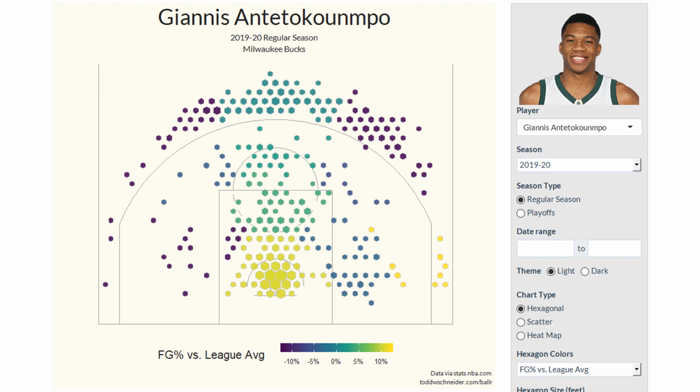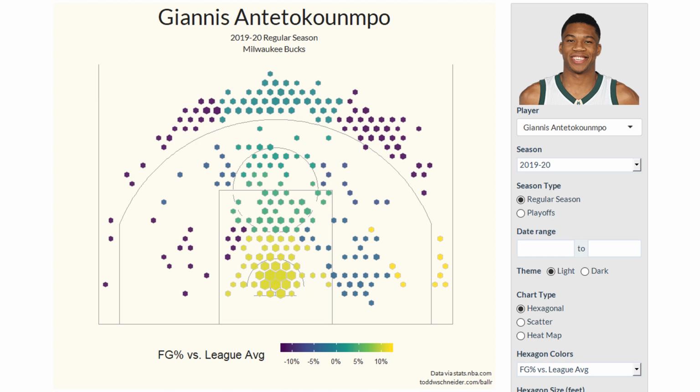Let's get started. What this shot chart for Giannis can tell you is where he has shot the ball, how often he shoots the ball in that location, and how efficient he is at shooting the ball in that location. The larger a hexagon is, the more often he shoots the ball in that location, and the smaller it is, the less often he shoots in that location.